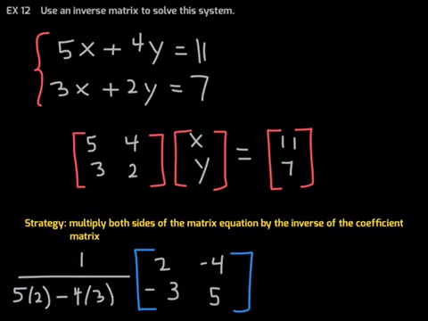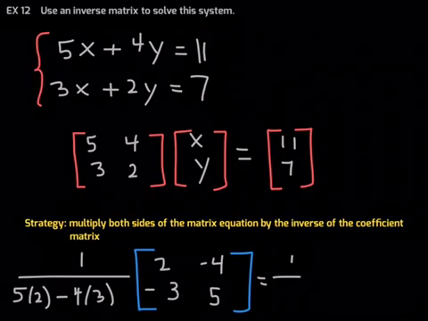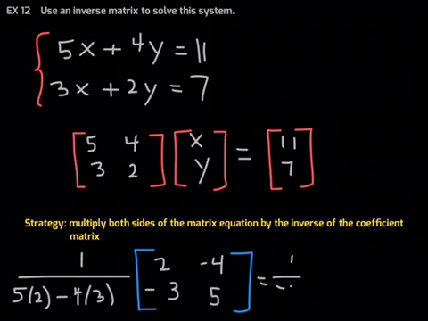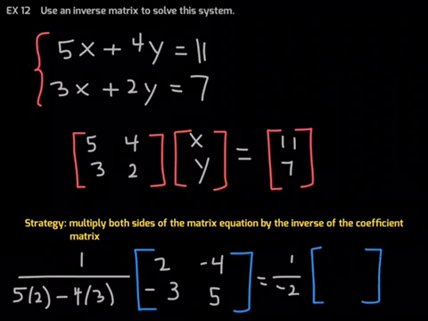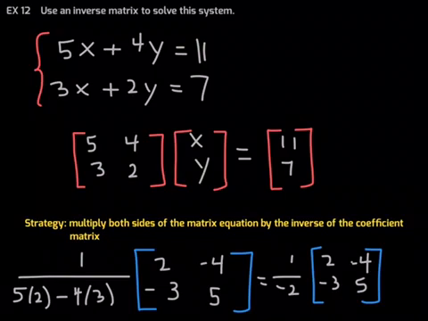All right, did you get all of that? So let's see. This turns out to be 1 over, right here, 10 minus 12, that's -2. So we get -1/2. And then you have times these entries here, which are 2, -4, and -3, 5. Let me move this up a little bit here.